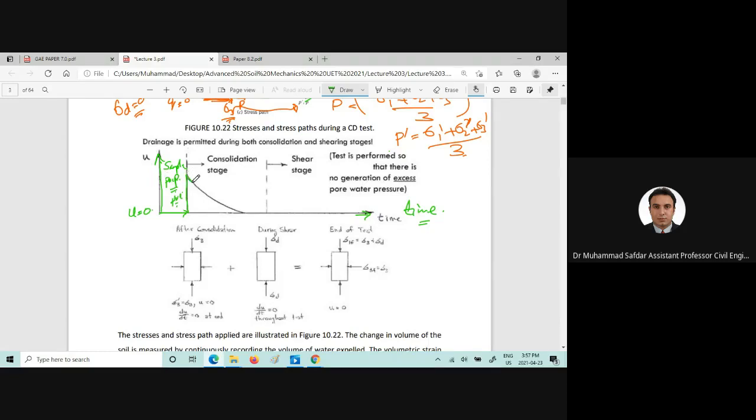Now in the consolidation stage, which is a drained stage, again the excess pore water pressure will be equal to 0. And then we will do the shearing stage, and because it's a drained test, again the pore water pressure is 0 based upon the slow shearing and also the open valve condition. The test is performed so that there is no generation of excess pore water pressure.